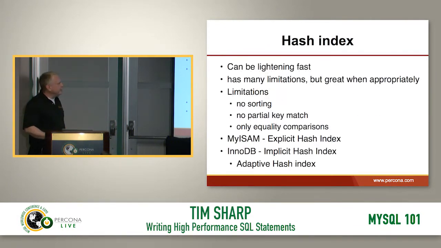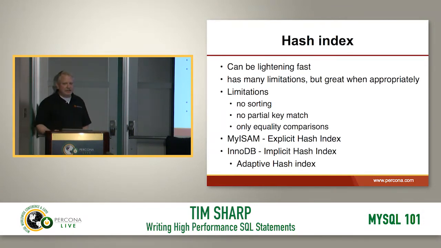Hash indices are great. They can be lightning fast. However, they have a lot of limitations. They don't allow for sorting, partial key matches, or equality comparisons. You can build explicit hash indices with MyISAM. However, with InnoDB, they're implicit and they're built during runtime. So if you're querying the same value over and over again, InnoDB will recognize that and build an internal hash index.